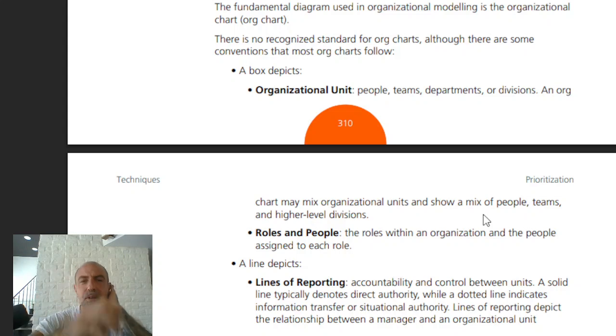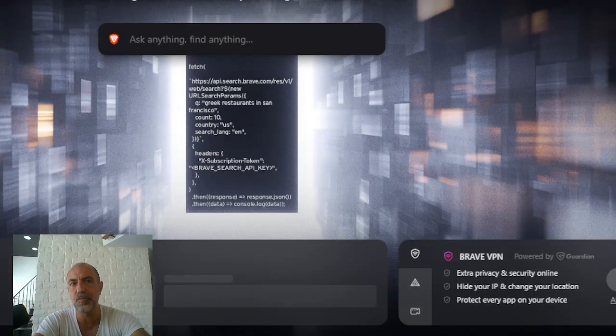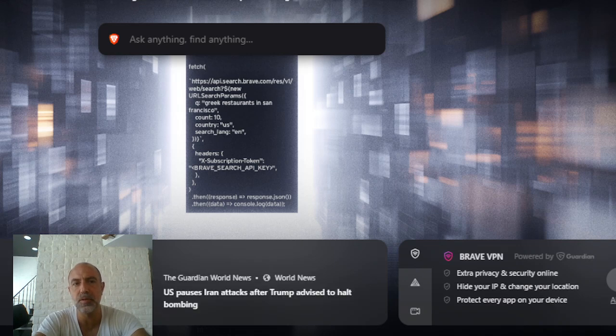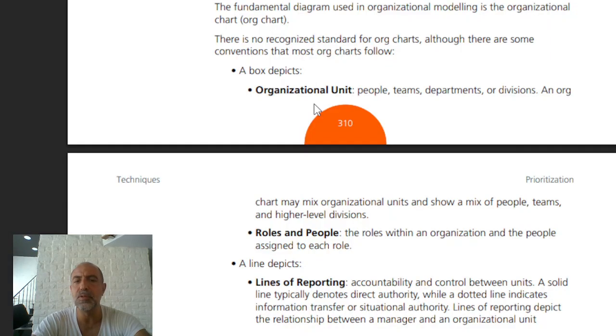I need to remember what they're called, man. It's like diagrams, right? Diagrams with squares, diamonds, arrows, and circles. Name. Oh. There seems to be no internet.